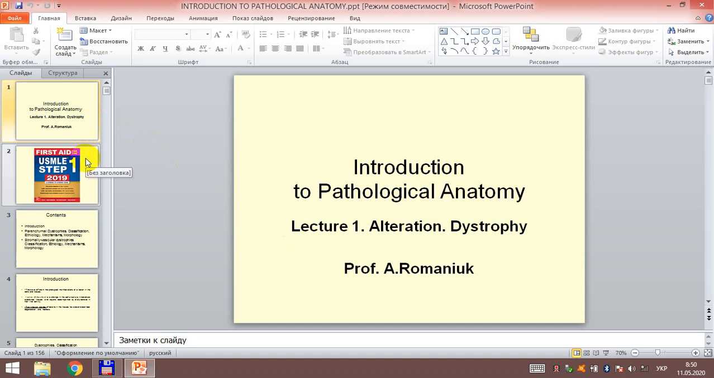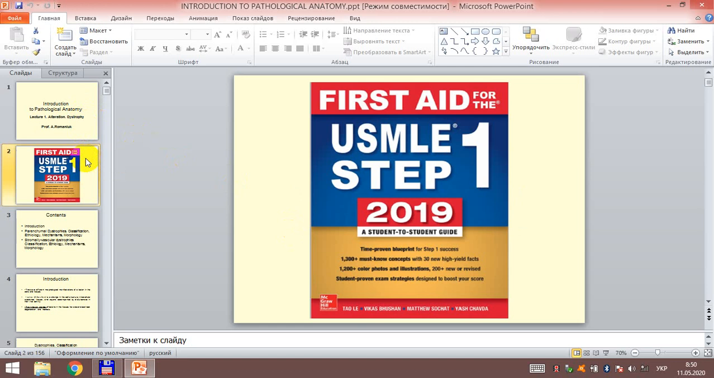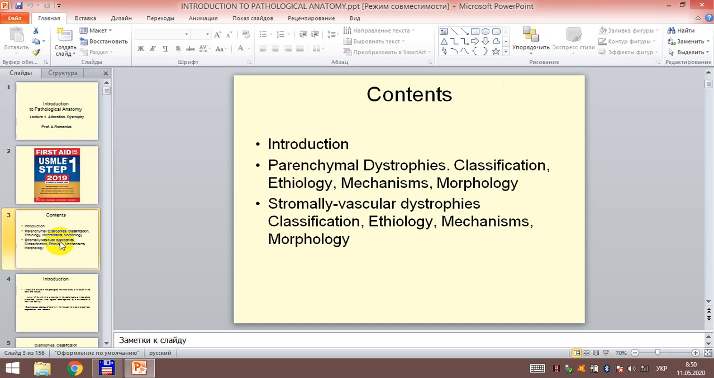our department, our subject, you must pay attention to a book, First Aid for the USMLE Step 1. In this book there is information from pathology, from general pathology, from special pathology, and we must read and study material from this book. After you finish the 3 years of study, you have ministry control Step 1.